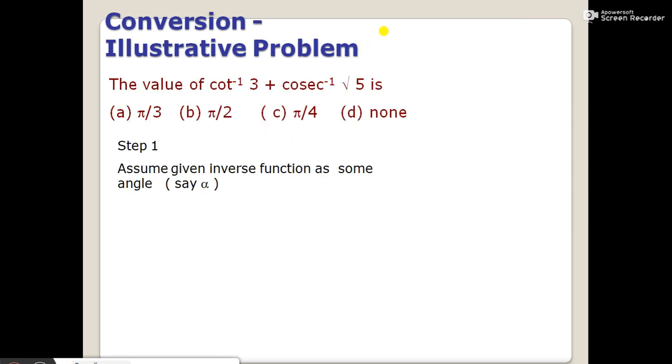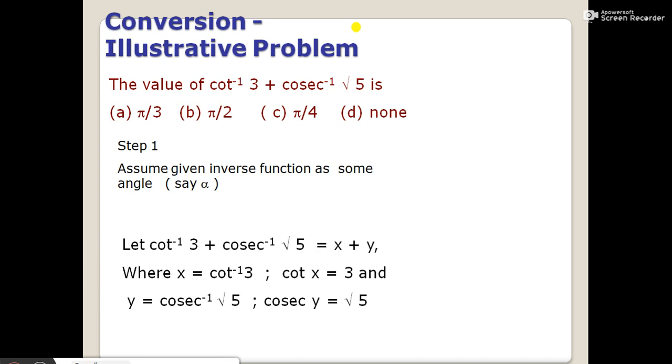Now use the conversion: find the value of cotangent inverse 3 plus cosecant inverse root 5. One option will be there. We have to do this question. First of all, we suppose the inverse function as some angle. That means here cotangent inverse 3 is equal to x, and therefore cotangent x is equal to 3, and cosecant inverse root 5 as y. It means cosecant y is equal to root 5.